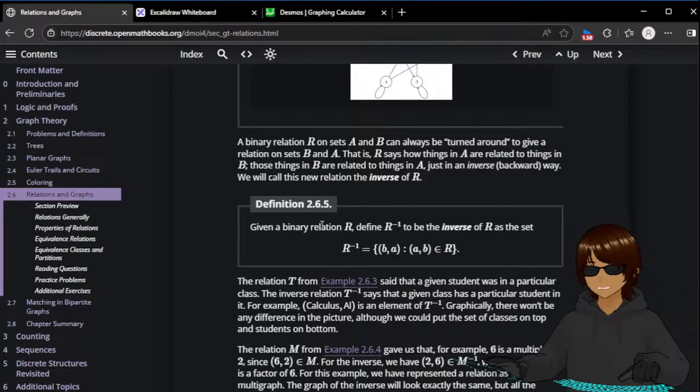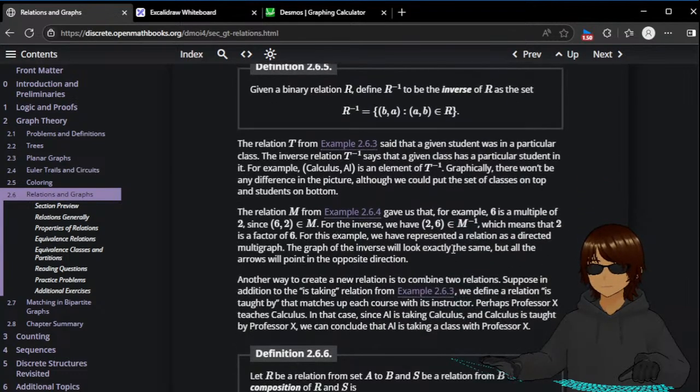Given a binary relation R, define R inverse to be the inverse of R as a set of pairs (b, a) where (a, b) is in R. The relation T from example 2.6.3 said that a student was in a particular class. The inverse relation says that the class has a particular student in it. For example, (calculus, L) is an element of T inverse.